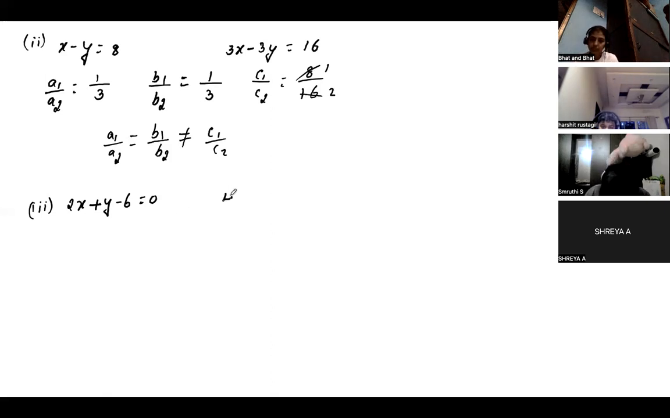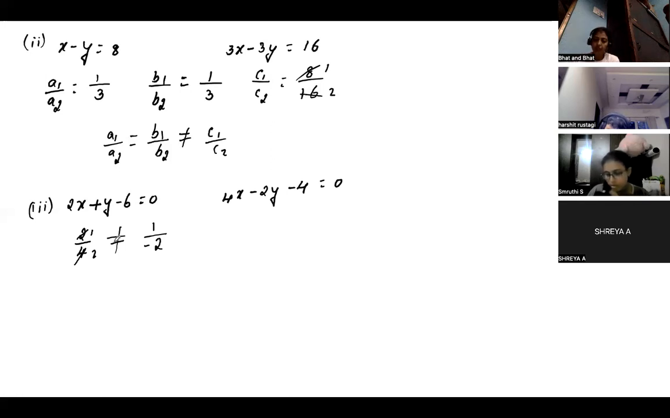And the second equation is 4x minus 2y minus 4 is equal to 0. Now, 2 by 4, that is 1 by 2 you get. Whether it is equal or not equal, we will see. 1 by minus 2. So they are not equal. A1 by A2 is not equal to B1 by B2. Therefore, it is a consistent pair of linear equations, and the lines will be intersecting.